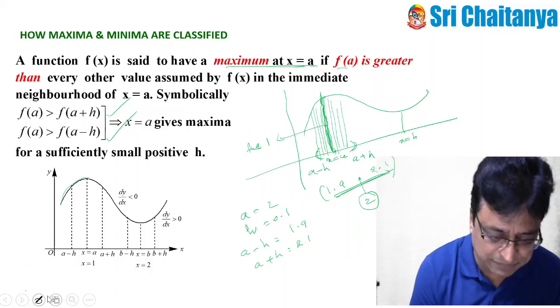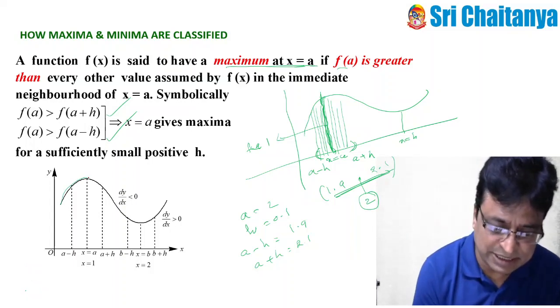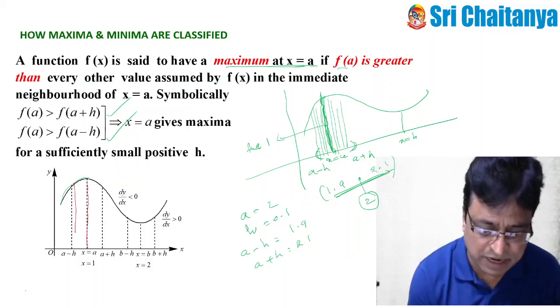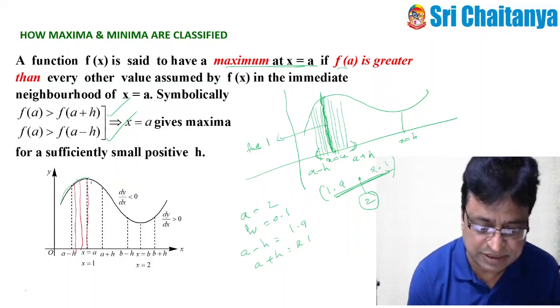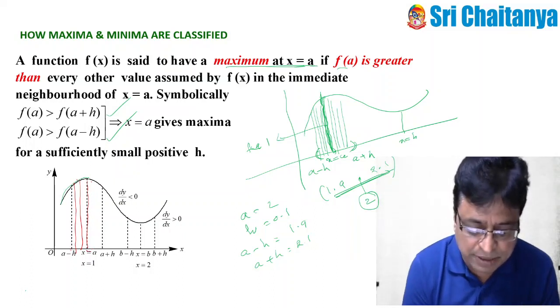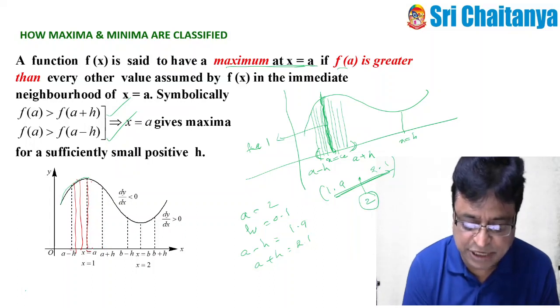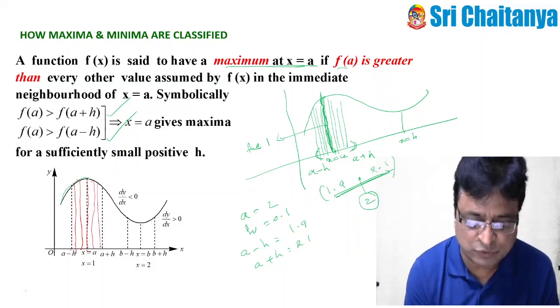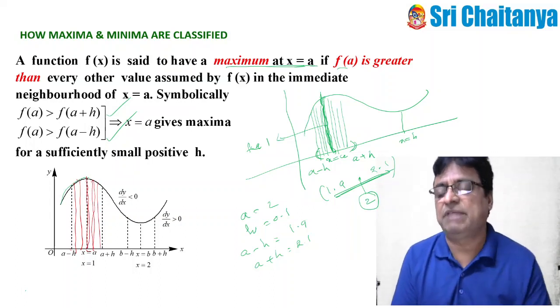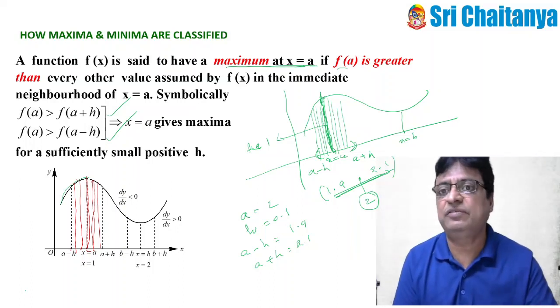See, this is the beauty of this particular graph. Here this is the maximum, because among all functional values, this is the greatest. When you take any value between a minus h and a, f of a is the greatest. And if you take any value between a and a plus h, among all functional values, which value is the greatest? f of a, this is the greatest. Then only we can say that f of a is maximum.